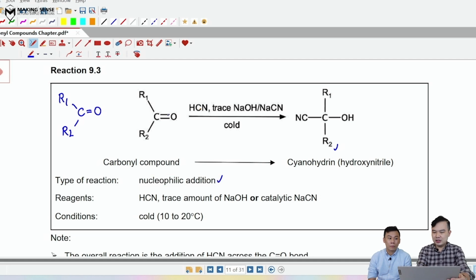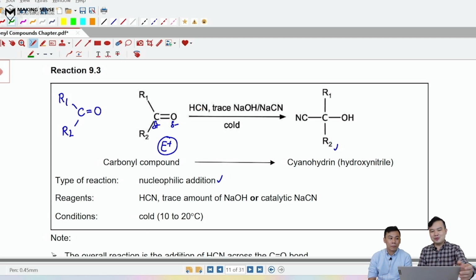The reason is because first we start off with the carbonyl part. O is a very electronegative atom. It causes this C to be electron deficient. So we call this an electrophile. And what's going to happen is that it's going to get attacked by a nucleophile. That is why we call this a nucleophilic reaction.